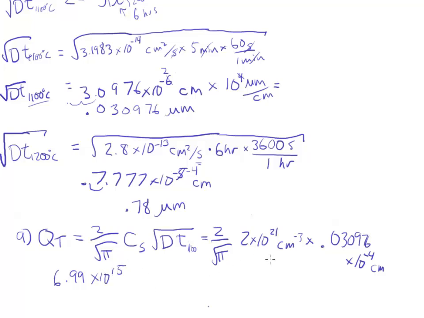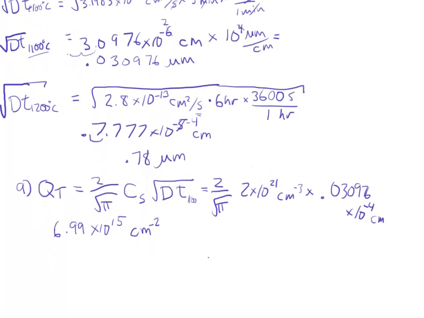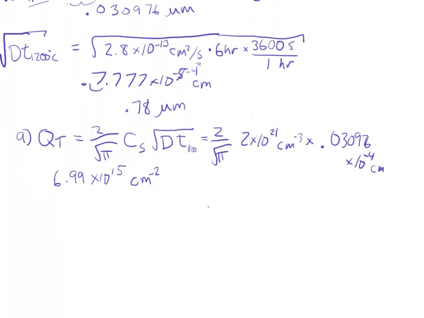And the units on this are going to be, see, this is centimeters, this is per centimeter cubed. So our units are per square centimeter, written like that. 6.99 times 10 to the 15th, and that would be atoms per square centimeter at the surface.